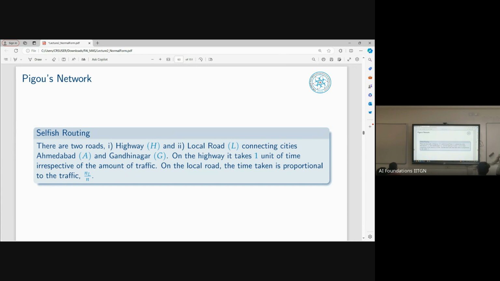On the local road, the time taken is proportional to the traffic. So if n vehicles or agents decide to take the local road, then out of total N, there are NL agents taking the local road, and the fraction NL by N is the amount of time they take to reach the other end. So in the worst case, what will it be? Still one. Yes, in the worst case, it's still one. If all of them decide to take the local road, it's still 1.